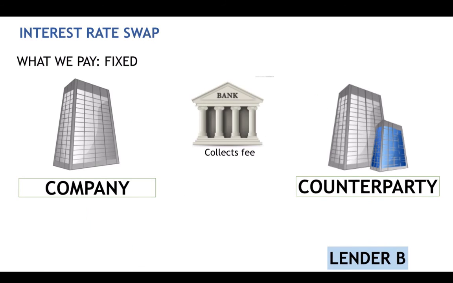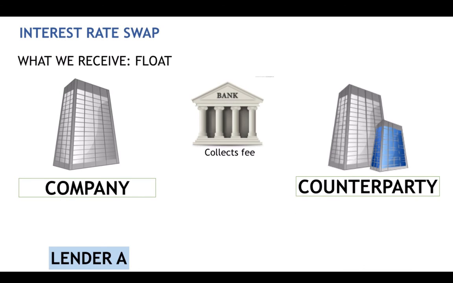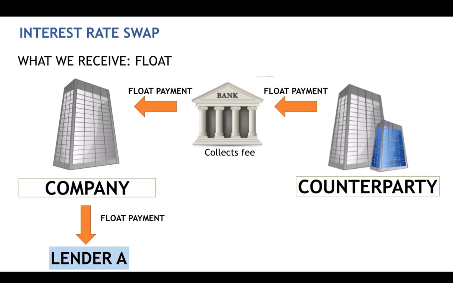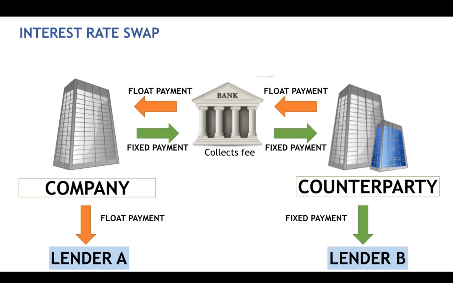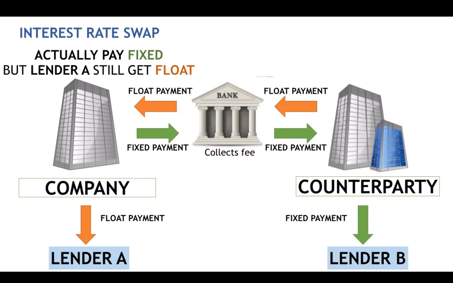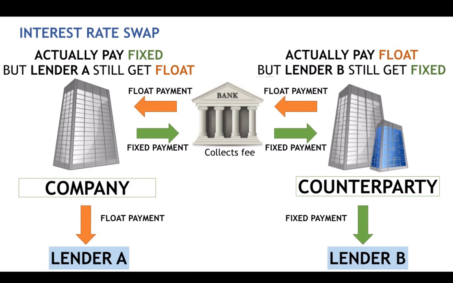The most common type of interest rate swap is the vanilla swap. In the vanilla swap, one party, the payer, agrees to pay a fixed rate interest payment, while the other party, the receiver, agrees to pay a floating rate interest payment, which is usually tied to the LIBOR rate. In effect, the company is actually paying a fixed rate payment, but its lender is still getting a floating rate payment, and vice versa for the counterparties.